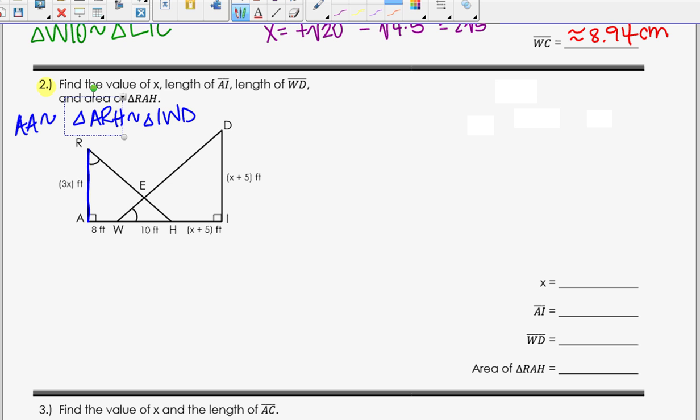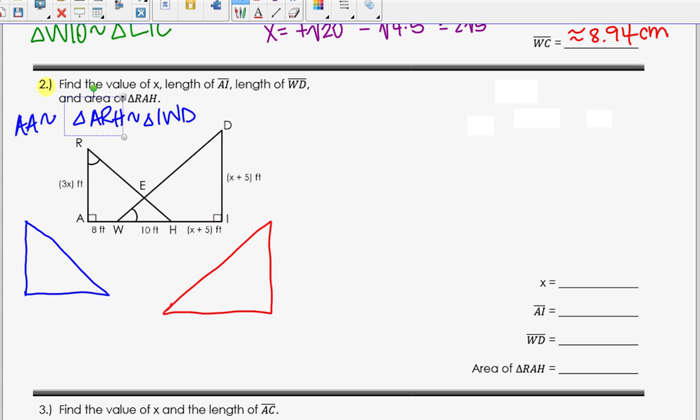This is one triangle, ARH. And this is another triangle right here. If it helps you guys, you can pull these apart here and here, and say, okay, this was triangle ARH.